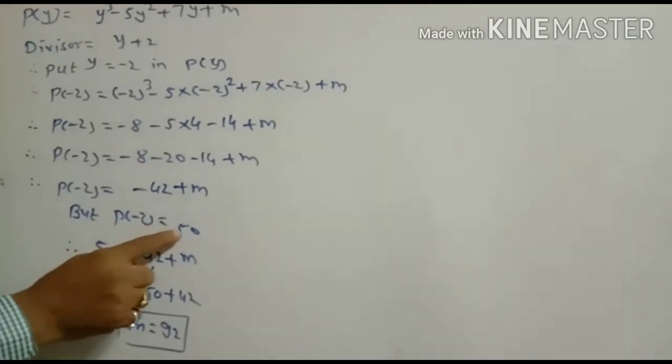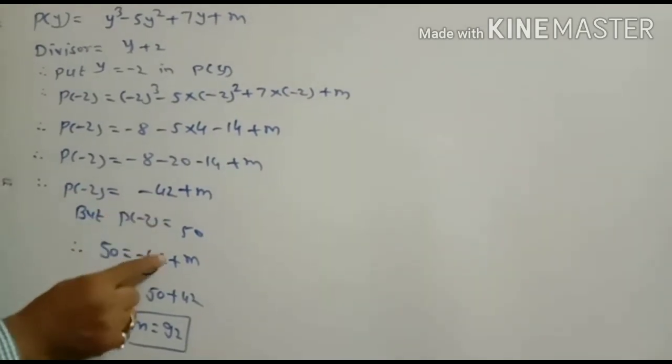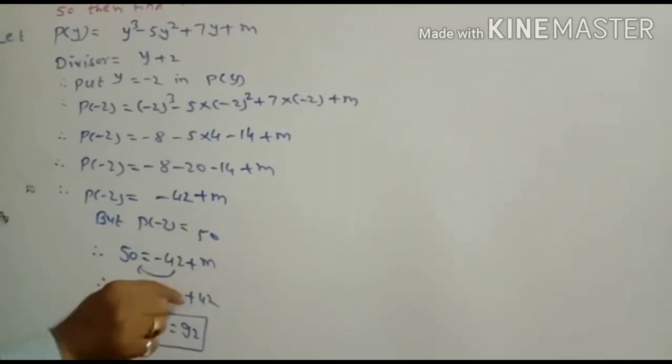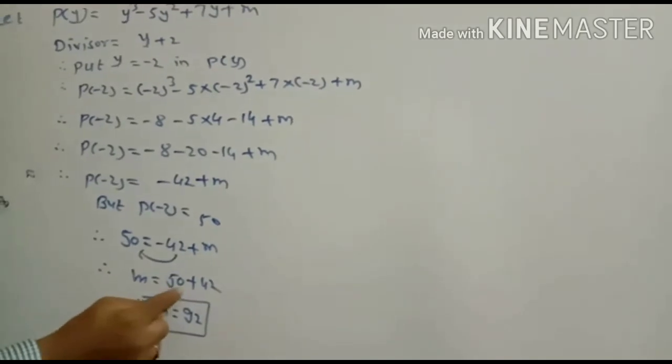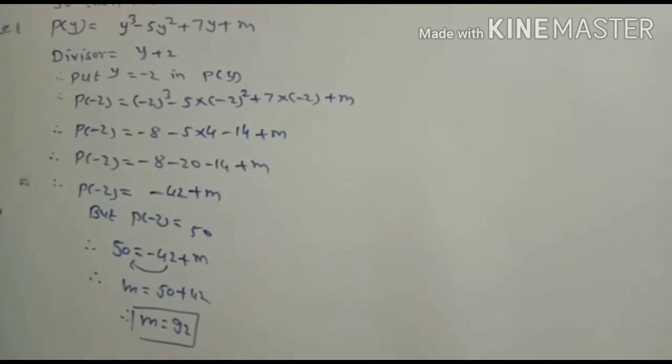Therefore P of minus 2 is equal to 50. Therefore instead of P of minus 2 we put 50 is equal to minus 42 plus m. Minus 42 gets converted to plus, that is 50 plus 42, 92. Therefore the value of m is 92.